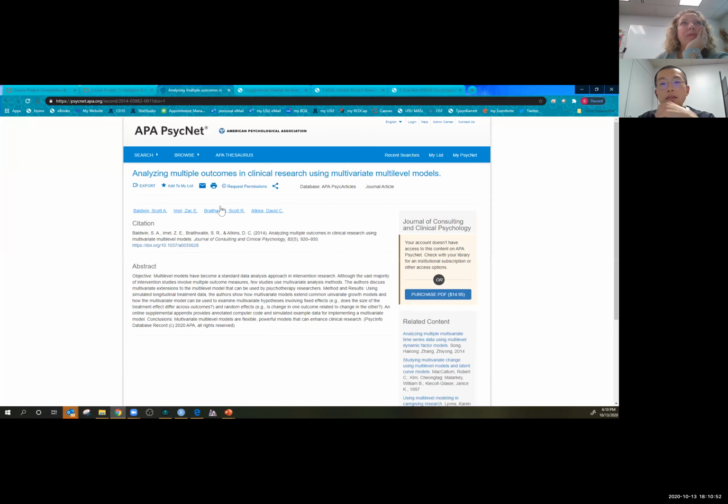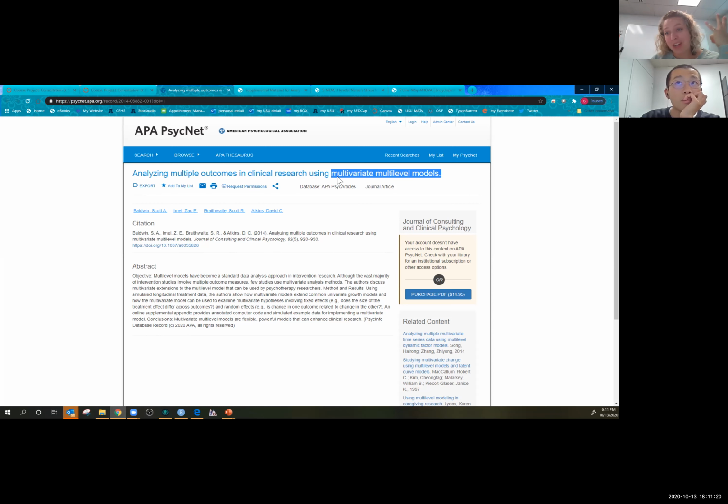So this one, multiple outcomes in clinical research, multivariate, multi-level models. One of the problems is that multivariate, multi-level models can mean mixed effects models, which we're learning in this class. It can also be done with SEM, structural equation modeling. They should get largely the same answer, but "multivariate, multi-level modeling" doesn't tell me which one they're doing.